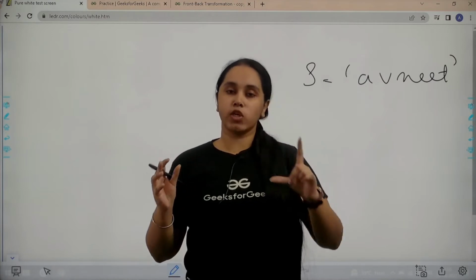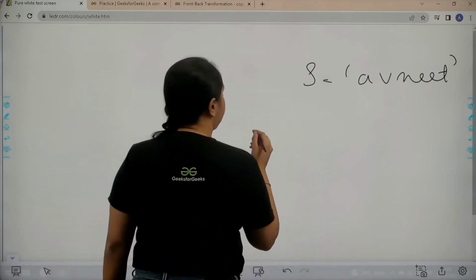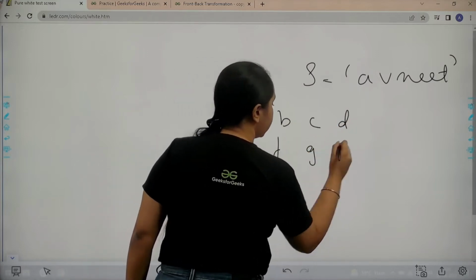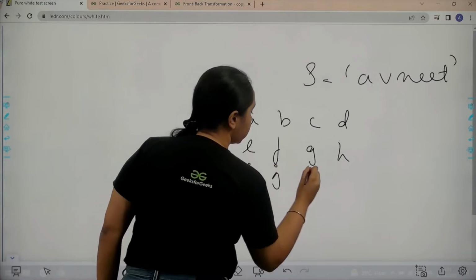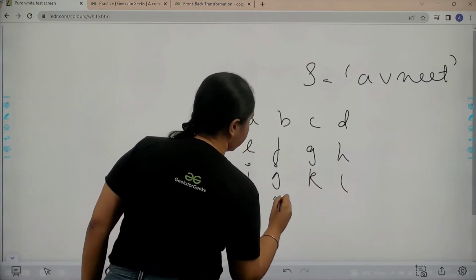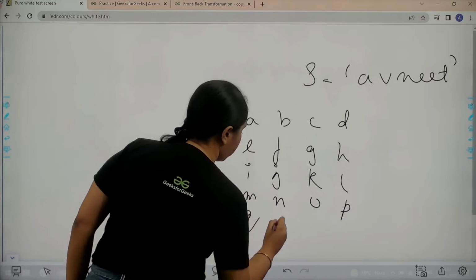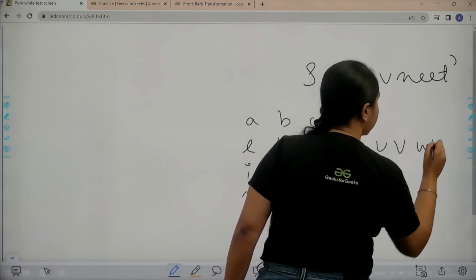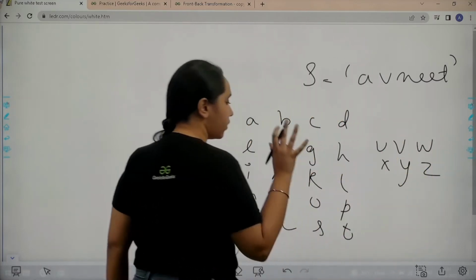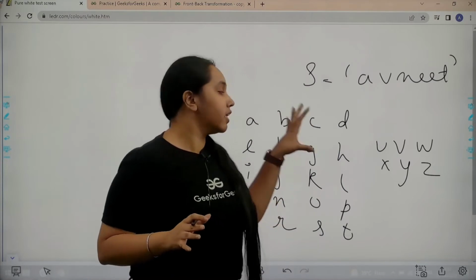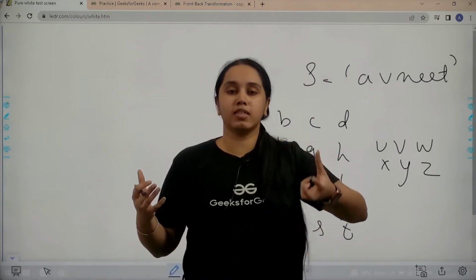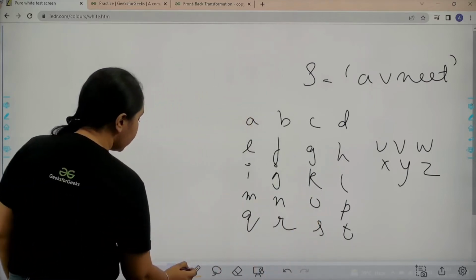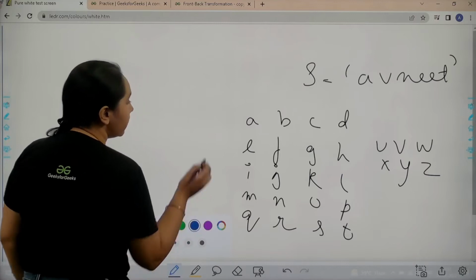What kind of reverse order? Check that out. For example, I have A, B, C, D, E, F, G, H, I, J, K, L, M, N, O, P, Q, R, S, T, then U, V, W, X, Y, Z. Now I have all these alphabets. Right now I have written it in lowercase, but we need to consider a situation in which we would have uppercase alphabets as well.